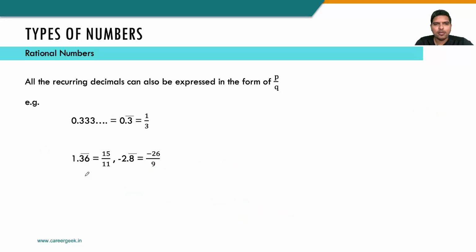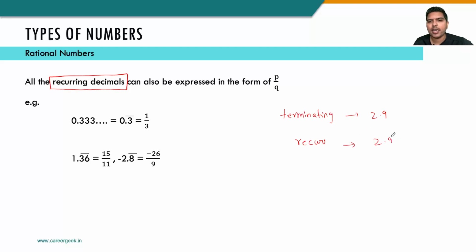Now the second definition, which can be a bit tricky to understand: all the recurring decimals. To understand recurring, first we need to understand what is terminating. There are two types of decimals. Either they terminate or they recur. Terminating is what we have seen, 2.9. The decimal terminates. Recurring is, let's say, 2.9 bar. This is how we represent the recurring ones. That means 2.9999, and so on, right? So this is recurring, this is terminating.